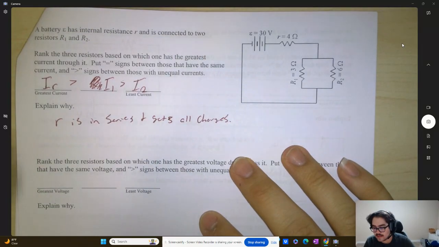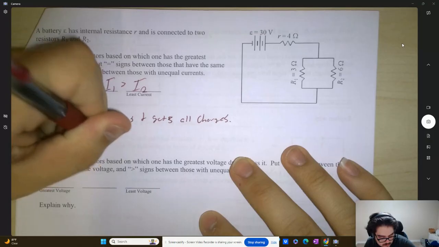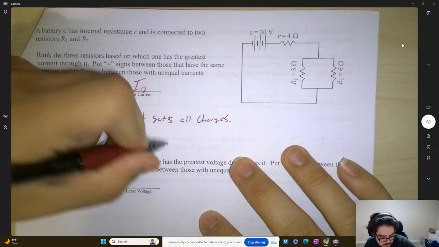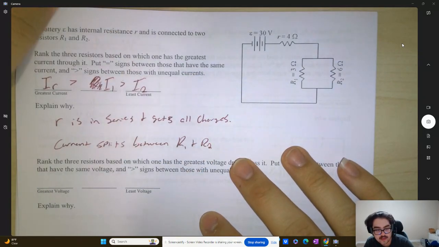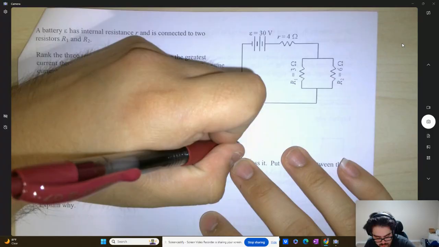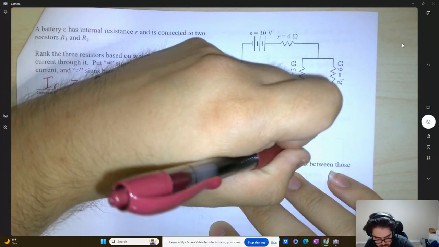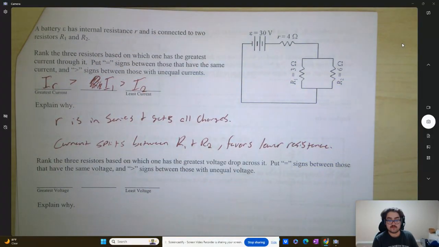Okay, and then the current must split between R1 and R2, and favors the lower resistance. Okay, and favors the lower resistance.